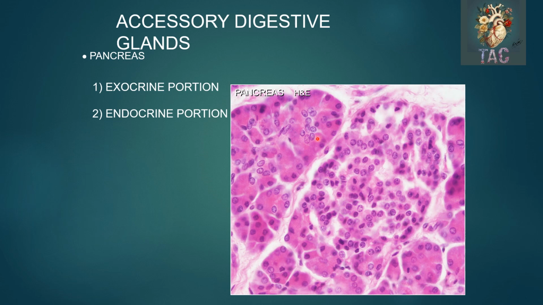So now we are moving to the endocrine portion of the pancreas. This is the islet of Langerhans. In the endocrine portion, the polygonal cells are arranged in the form of cords, and in between the cords you can see a large number of fenestrated capillaries as well.